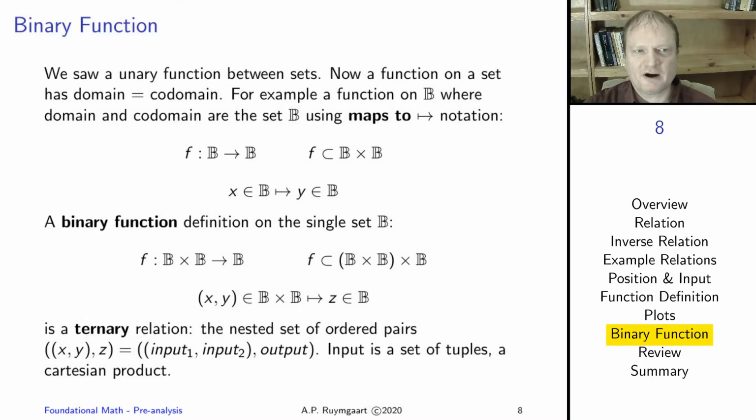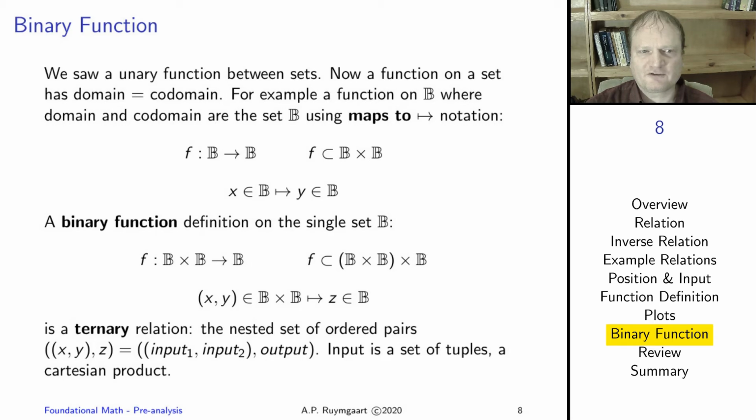So let's move on to binary functions. This is not a big leap from a unary function, but instead of having a single input element relating to an output element, we have an input tuple relating to a single output element. And here we are looking at the Boolean domain as an example. We're also introducing the maps to notation here, which is that arrow looking symbol with a vertical line on the left side.